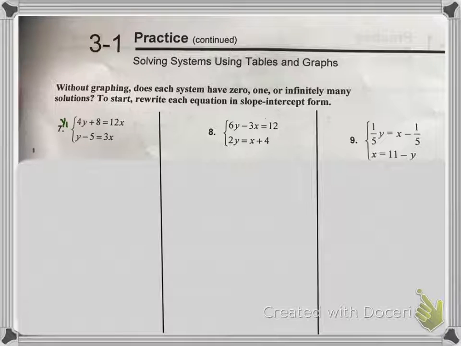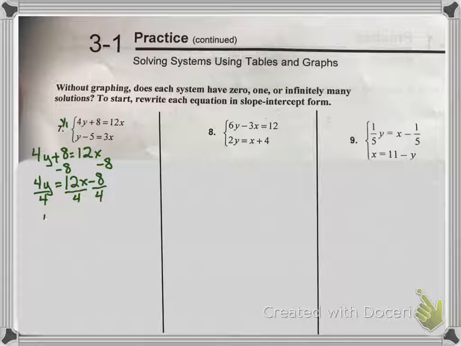With number 7, I'm going to take y1, which is my first equation: 4y plus 8 equals 12x. We're going to subtract the 8. We have 4y is 12x minus 8. I divide by 4, and I have y is equal to 3x minus 2.